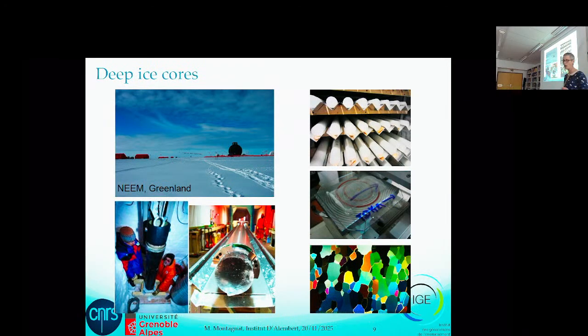Another view, here it's NEEM, another site in Greenland where I've been. Those are more recent camps. Here it's a camp that can be moved. So it has been moved to North GRIP, to East GRIP a few years ago. Here you can see the preparation of the hole.